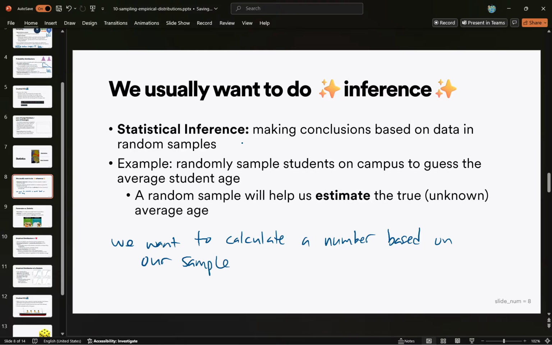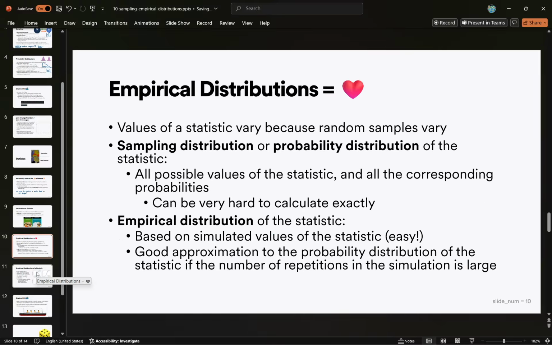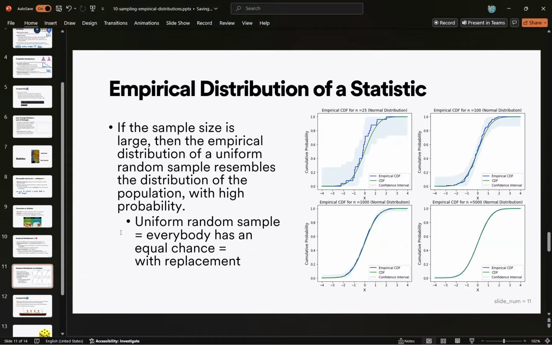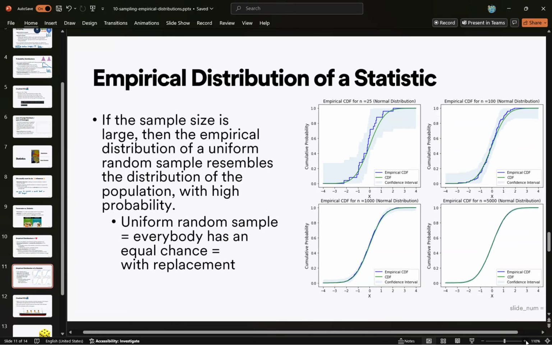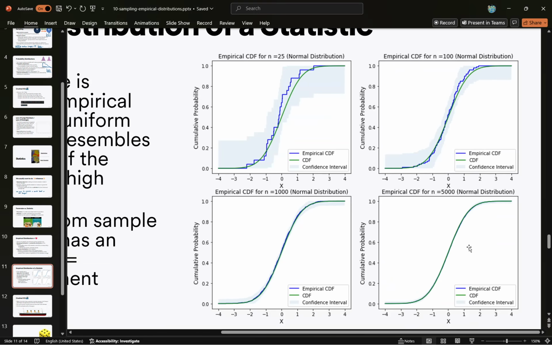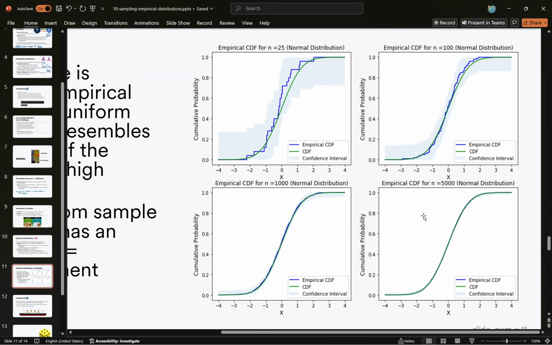That's the only new thing for this little subsection, right? That's the difference between this and the other pictures I've drawn. So again, if your sample size is large enough, then your empirical distribution, the one that you get through sampling of a uniform random sample, resembles the population distribution with high probability. So this is just another graph. Don't worry about what it's actually trying to do. But the green thing is the true probability distribution, whatever it's trying to be. And then the blue is what your sample drew, how you estimated the green line from the sample.